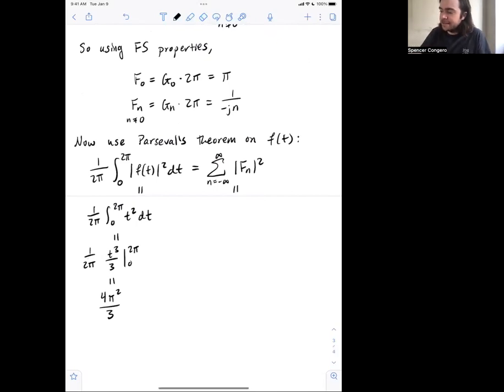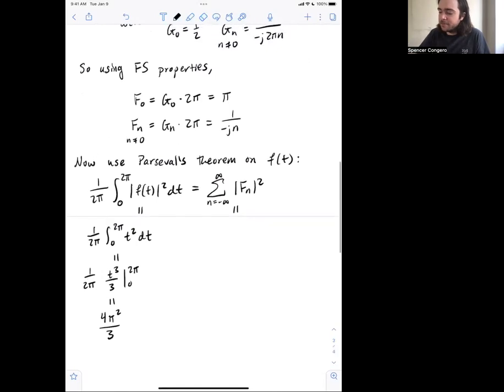What about the right side? What is the sum of all the Fourier series coefficient magnitudes squared? Well, we see that f sub 0 is kind of different from the rest, so let's take that out. So we'll consider when n is 0, what's the magnitude of f sub 0 squared? Well, it's just pi squared. Now we have the sum of all the rest. So n is not 0.